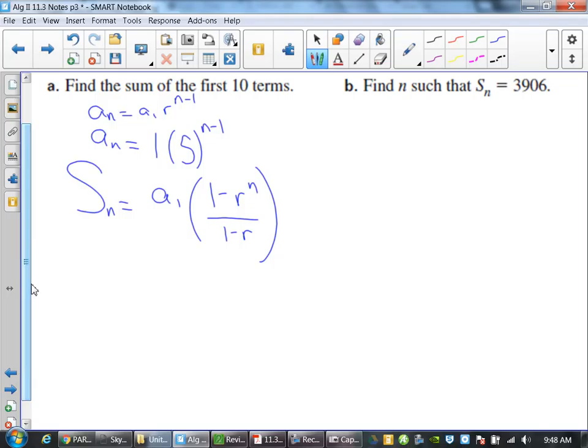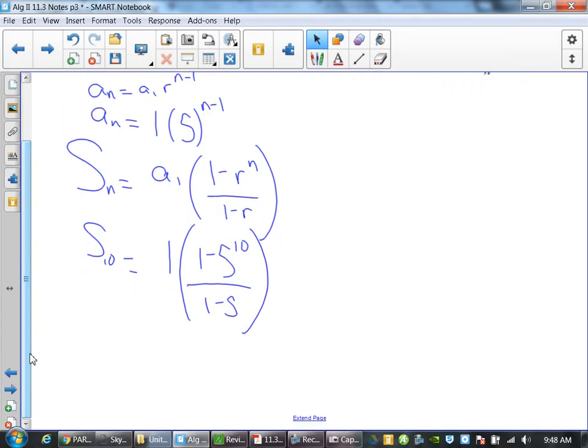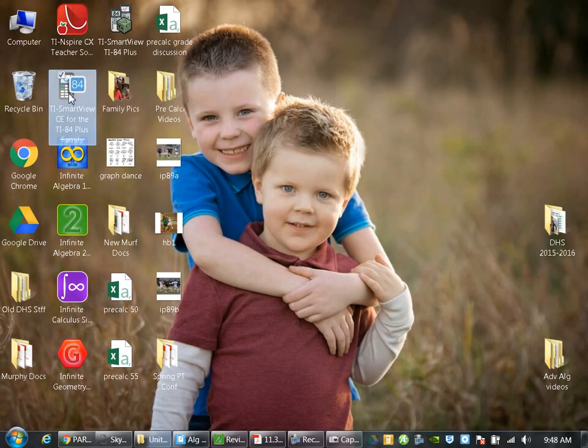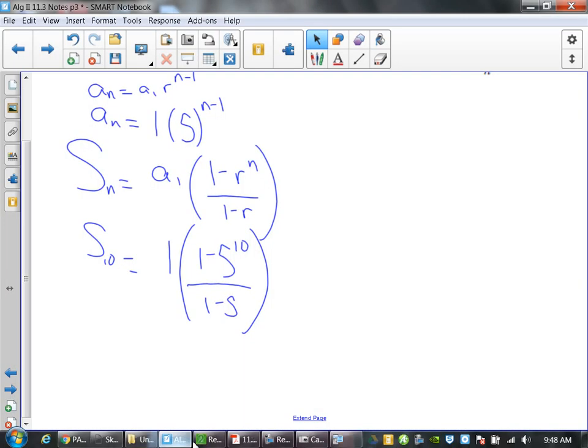The first term here was 1. So 1 minus 5 to the 10, over 1 minus 5. Really the trickiest part here is making sure you put it in the calculator correctly. Use parentheses and your fraction bar. You don't have to worry about the constant out in front because it's just a 1. It's not a big deal.